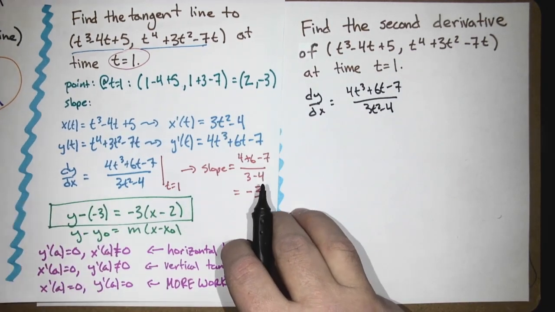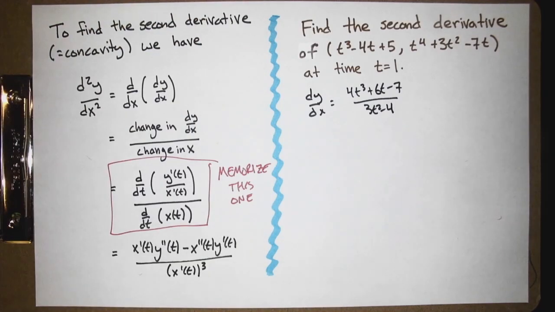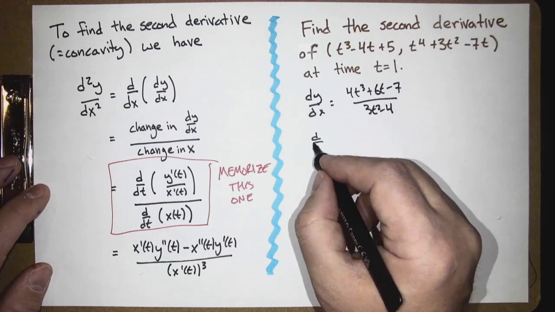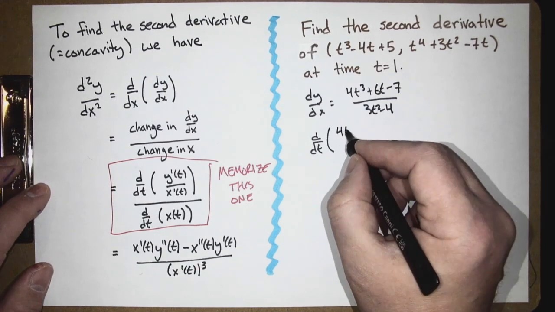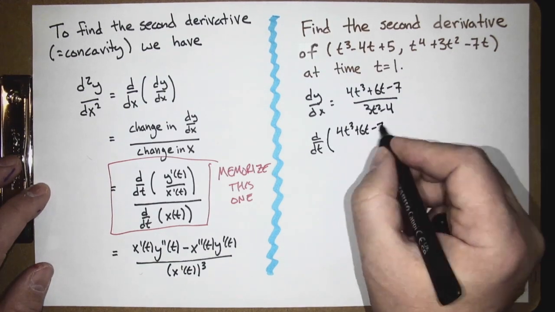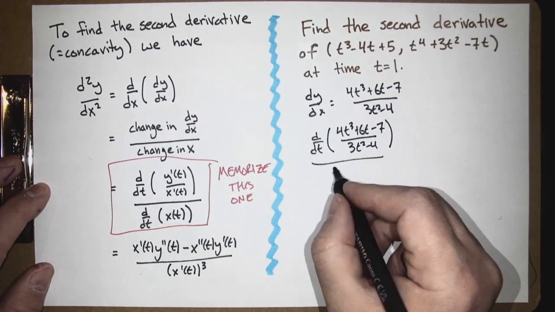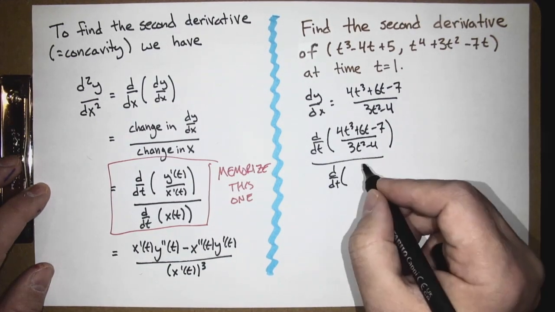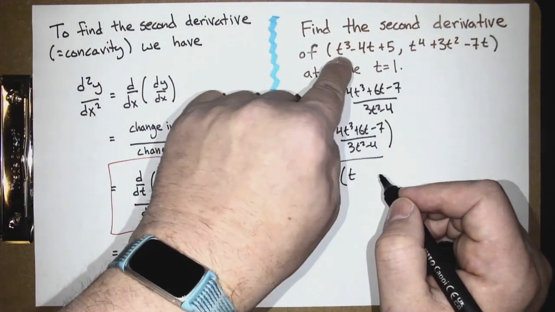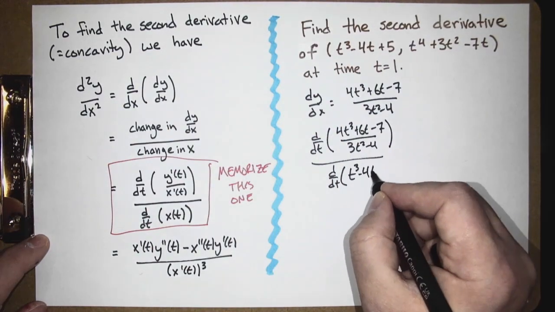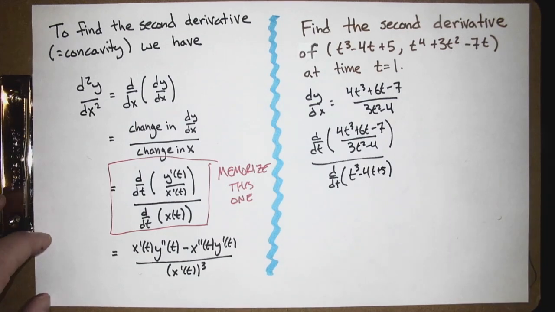And we can say, all right, now we'll just apply our basic philosophy. And we say, what do we need? Well, we need to take the derivative of 4t cubed plus 6t minus 7 over 3t squared minus 4 over the derivative of just x. Well, we can read what x is. It's right upstairs. t cubed minus 4t plus 5. All right, good. Just when you thought you could forget about the quotient rule, it pulls you back in.